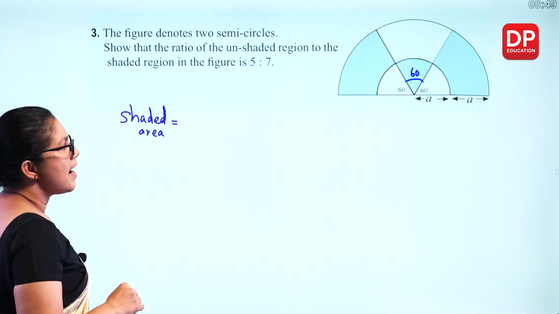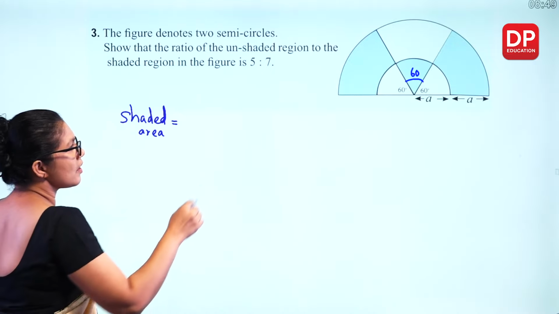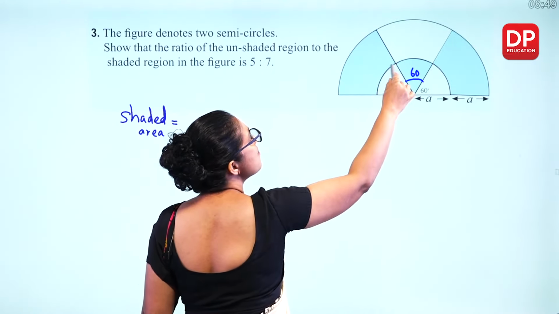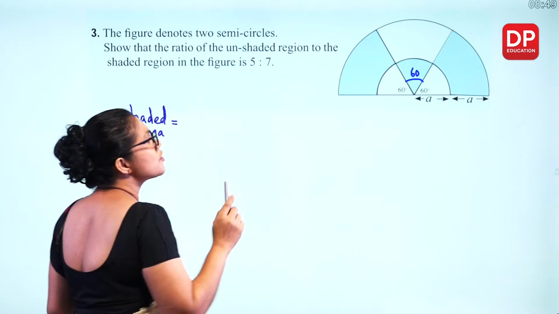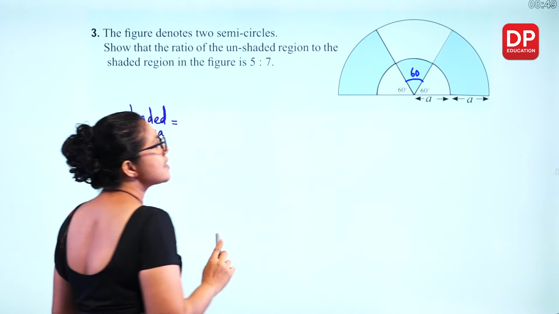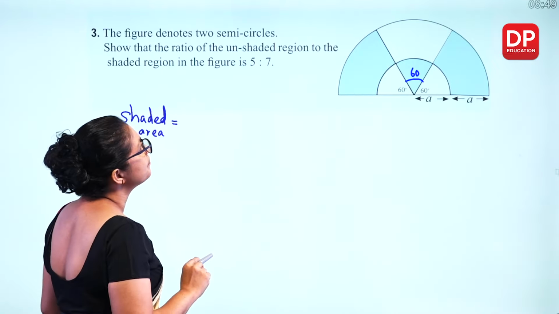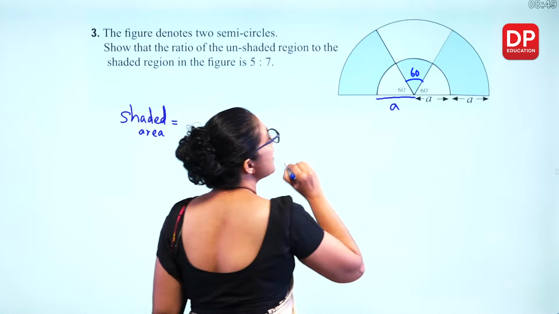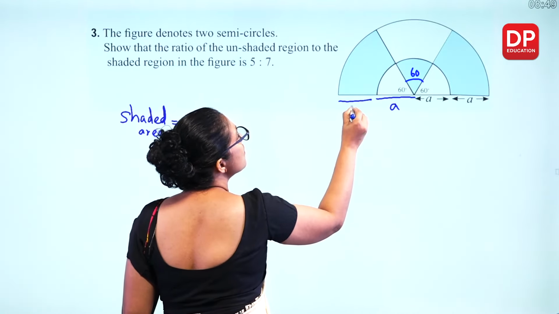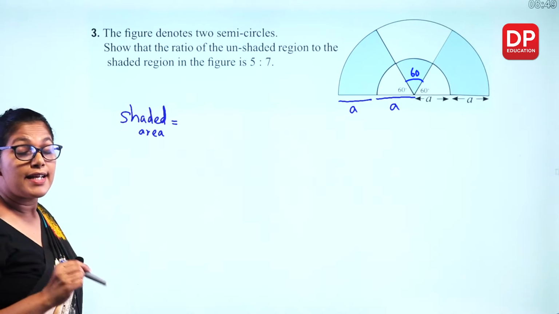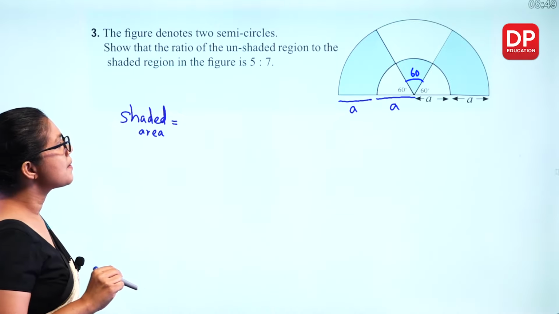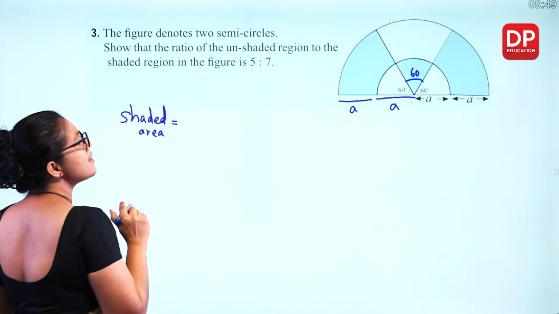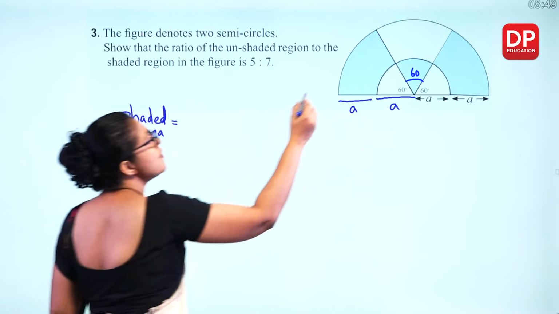So the shaded area is when you take the full sector minus the smaller one. The smaller one we can find out first. So what's the radius there? The radius is given as A, so this is also A. What's the radius of the shaded part? This big one is 2A. So we can straight away find the area of this part.